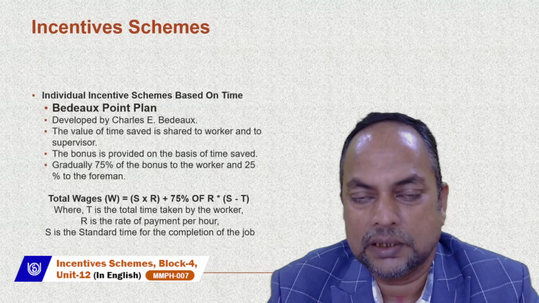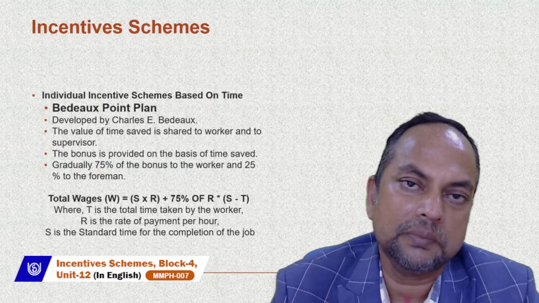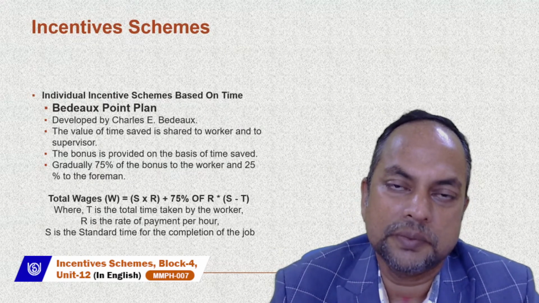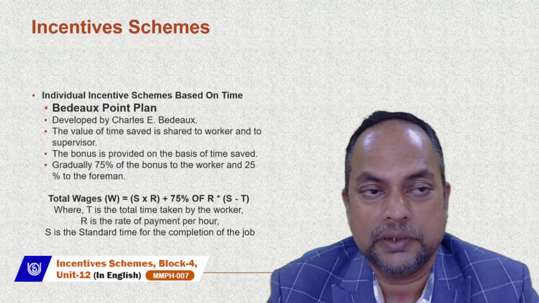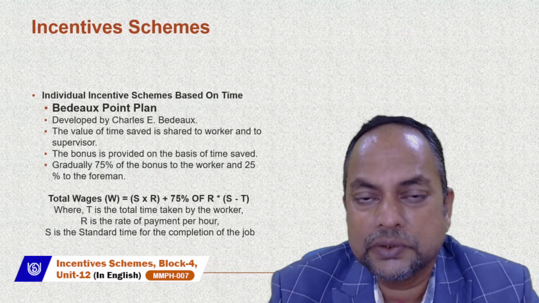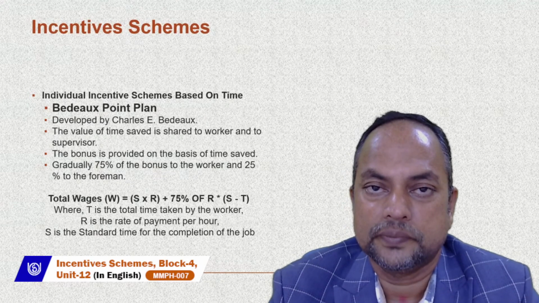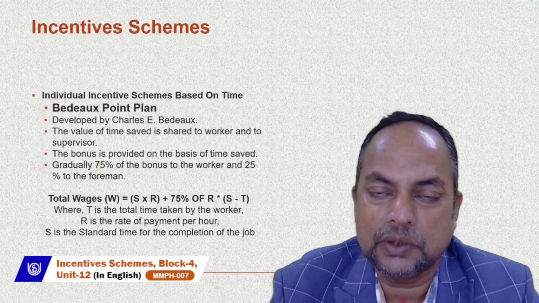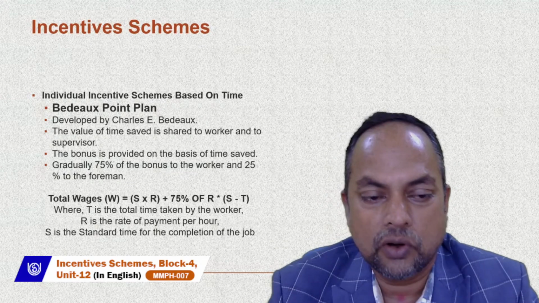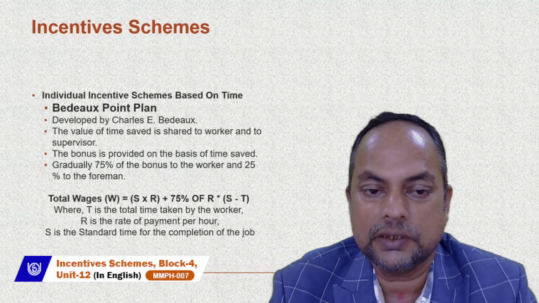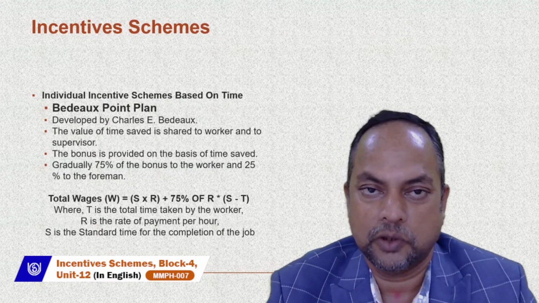So S minus T is equal to 8 minus 5, 3 multiplied by 50, right? 150. But BIDOX says out of that 150 points, 75% should go to the worker and 25% should go to the supervisor, right? So that is the base of the calculation of this incentive scheme, like the BIDOX point plan.